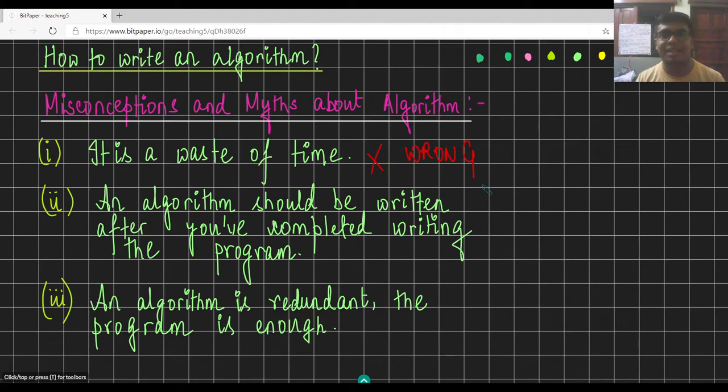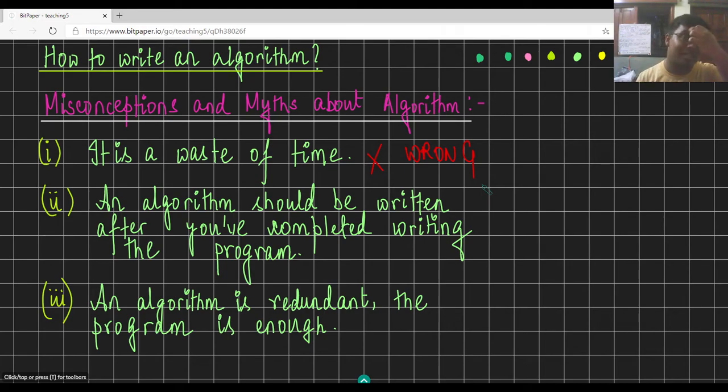You select which friends are going to come to your birthday party. You select which restaurant you're going to order food from, or if it's going to be prepared at home. You select your cake, whether it's going to be chocolate cake or strawberry cake or vanilla cake. That's your choice. So you plan first and then you execute. So an algorithm helps us plan our program.